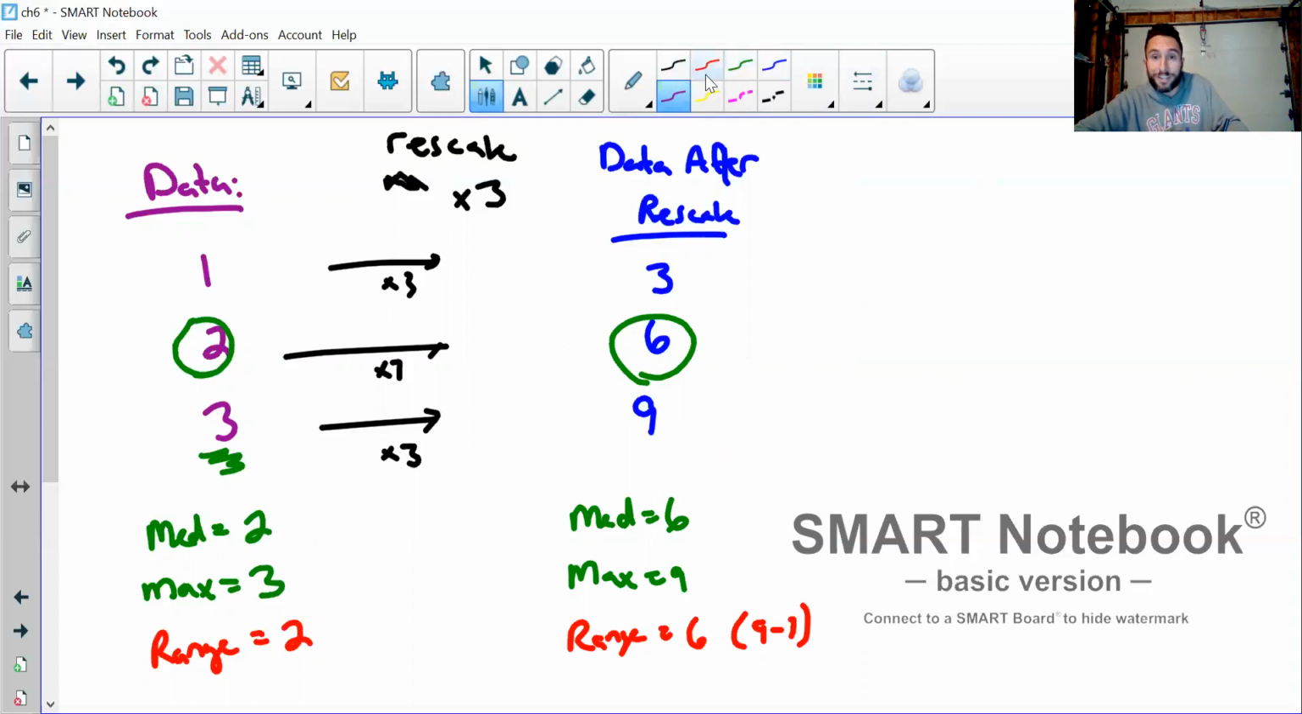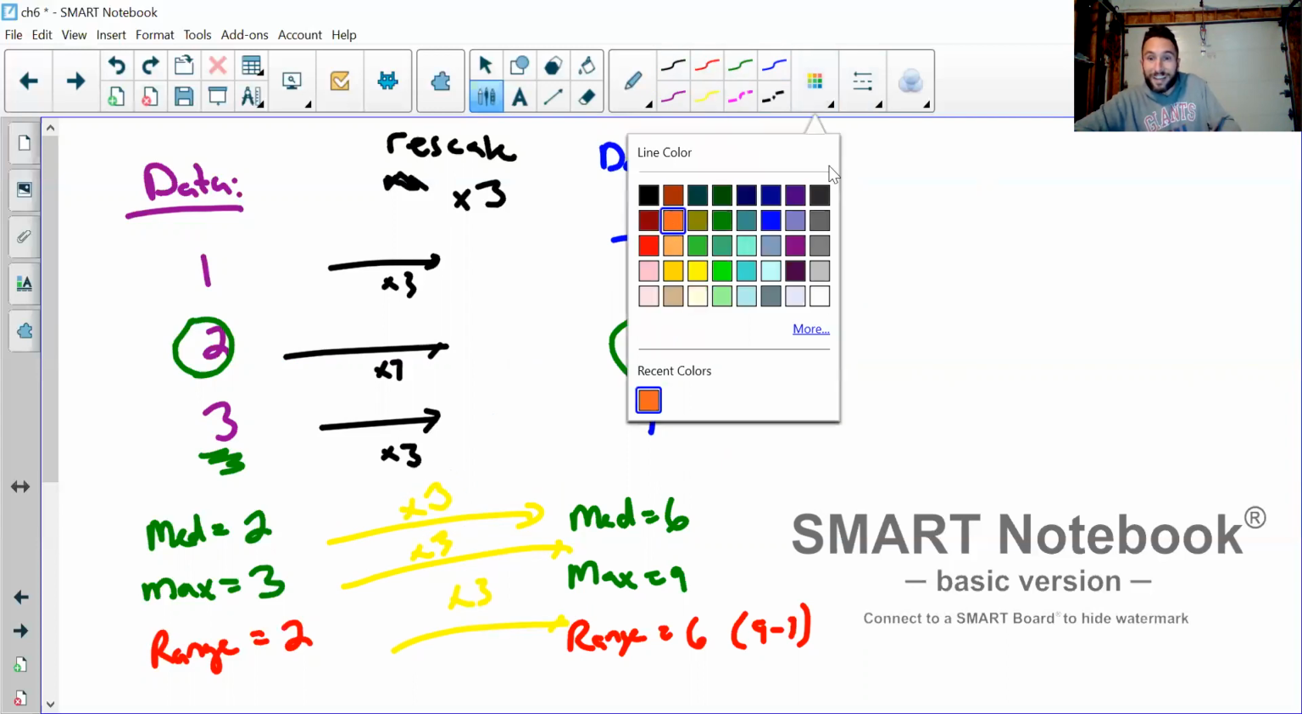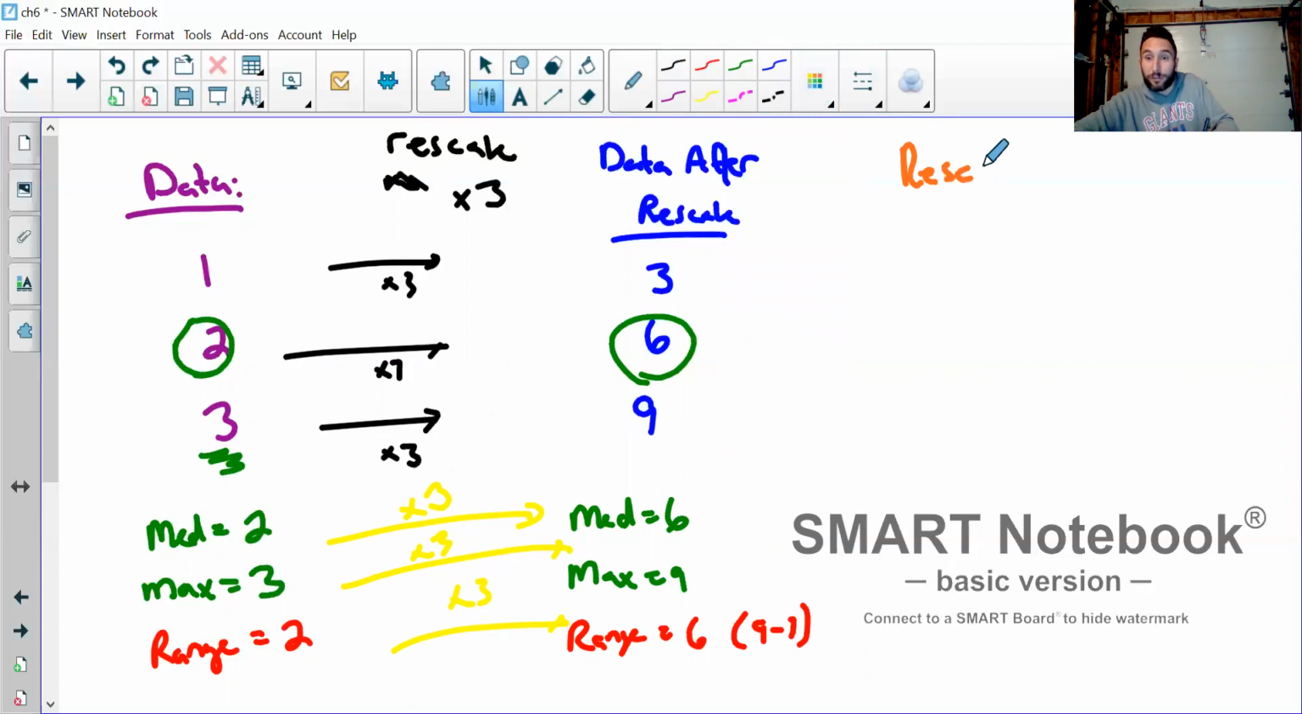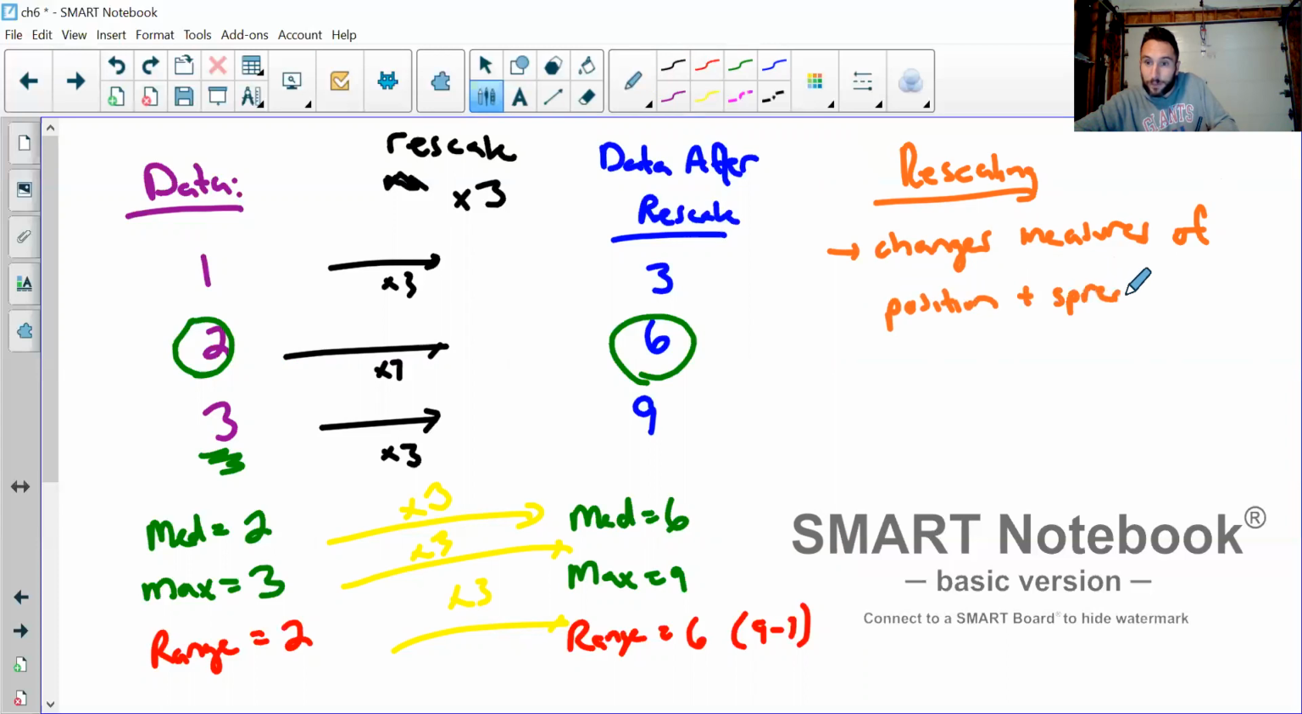But of course, we can see that this is probably a bad color choice. This value changed, this value changed, this value changed, and they all got multiplied by 3. So rescaling data affects everything, changes everything. So rescaling changes all of our measures of position and spread. And remember, position includes the center. That's just a very specific position. And how does it change them?